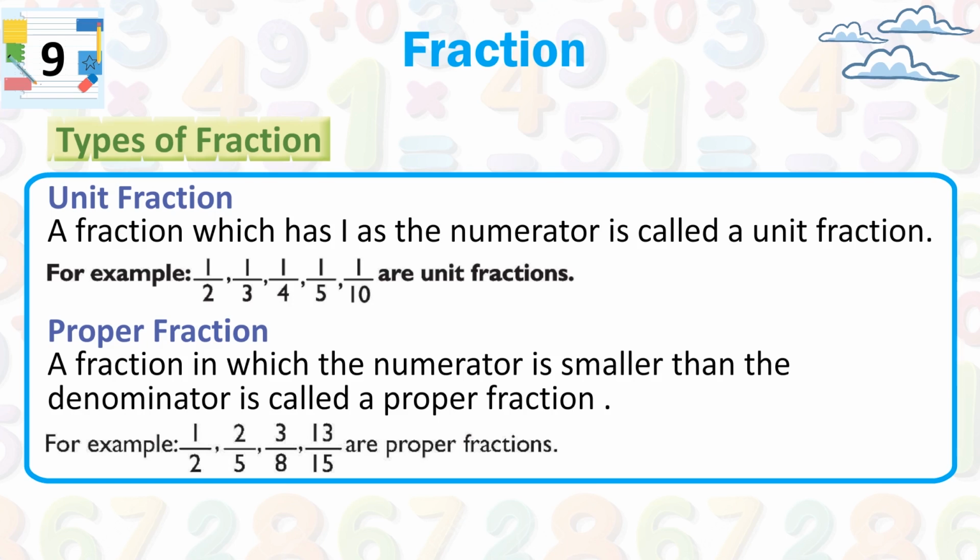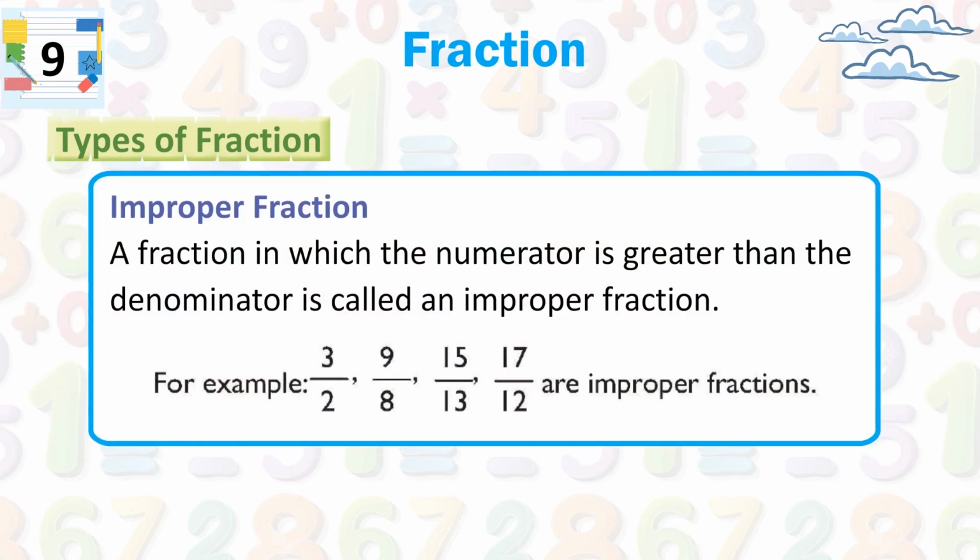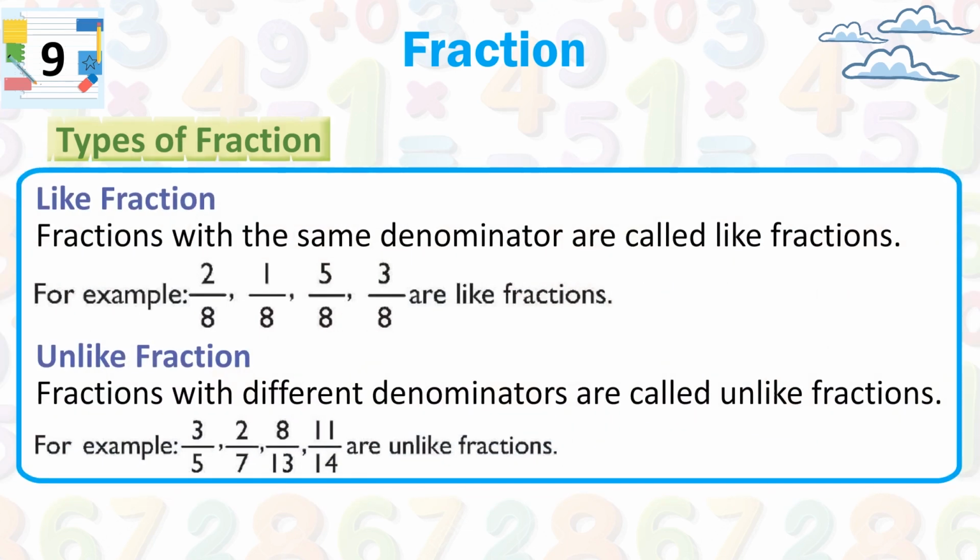13/15 are proper fractions. Improper fraction. A fraction in which the numerator is greater than the denominator is called an improper fraction. For example, 3/2, 9/8, 15/13, 17/12 are improper fractions. Like fractions, fractions with the same denominator are called like fractions.